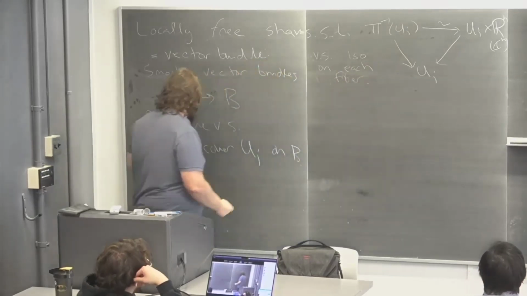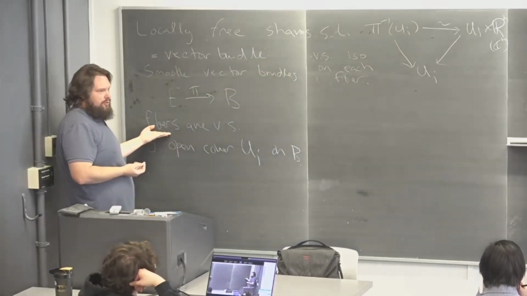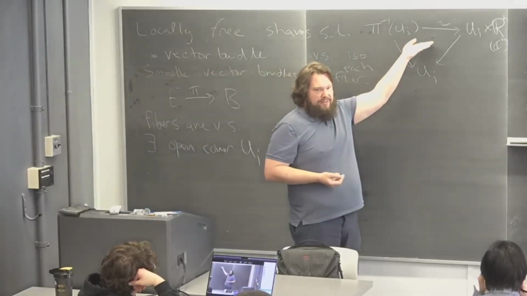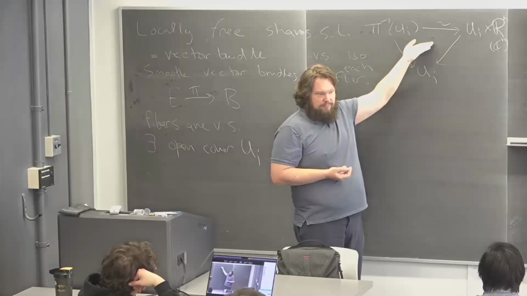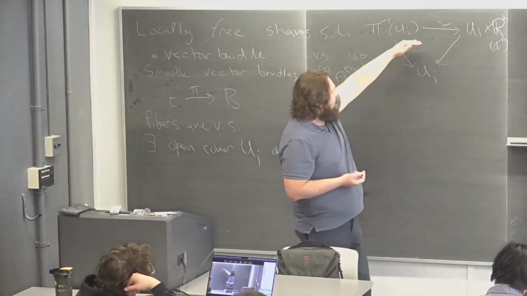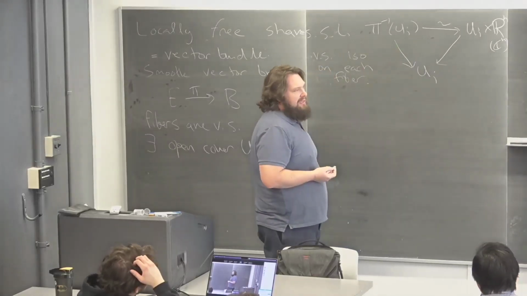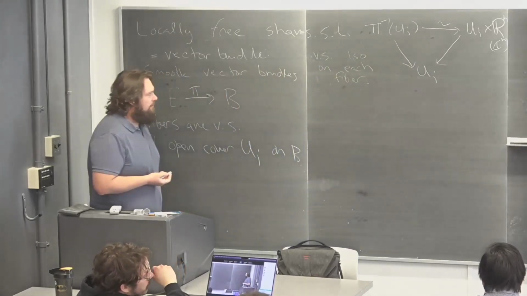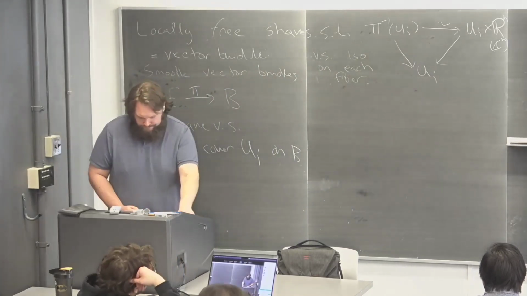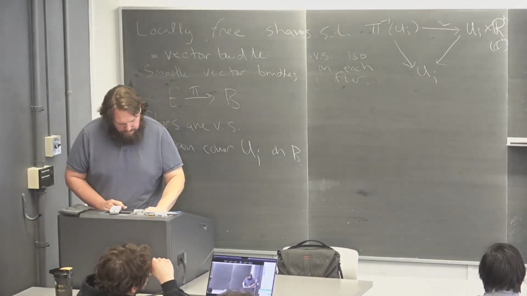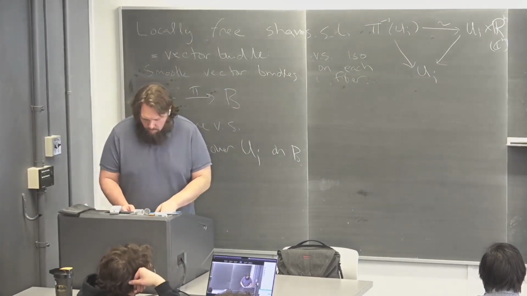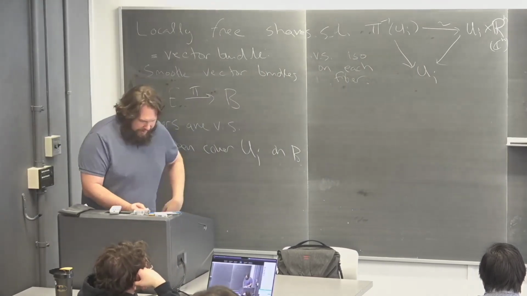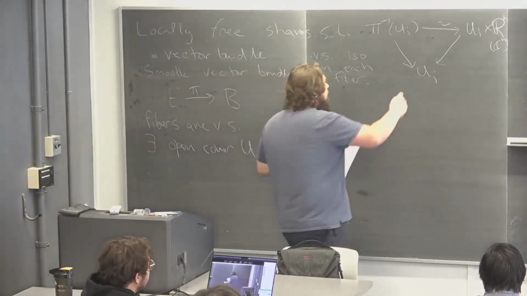I was a bit lazy here about saying how these vector space structures are supposed to be compatible, but this isomorphism takes care of that. The fact that I have an isomorphism here, which is a vector space isomorphism on every fiber, sort of forces the vector space structures to vary smoothly.